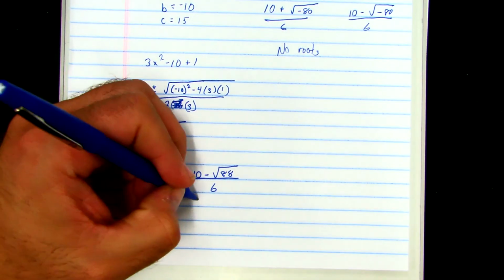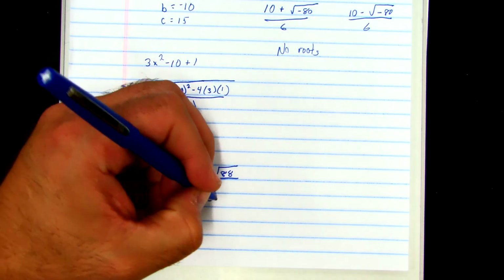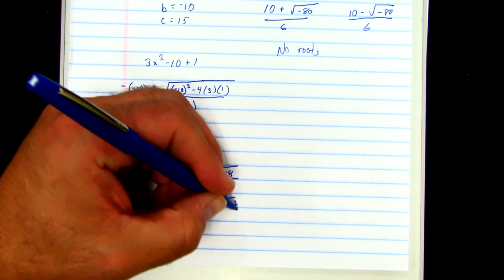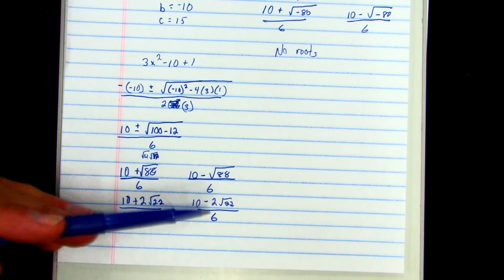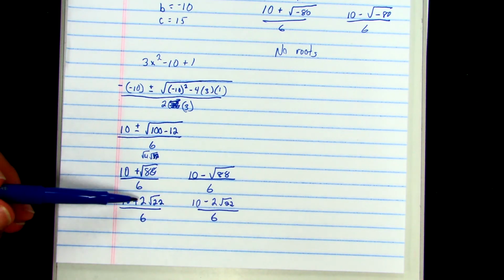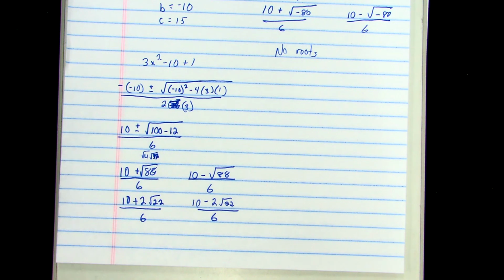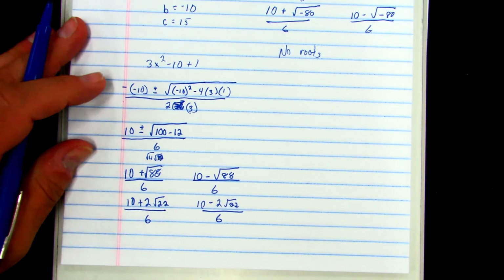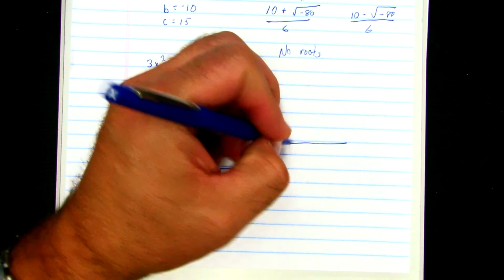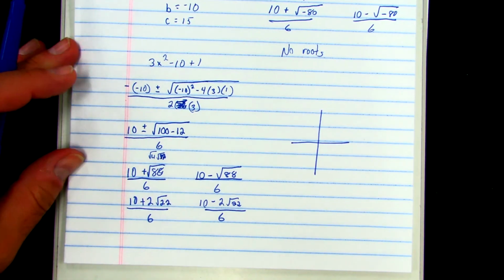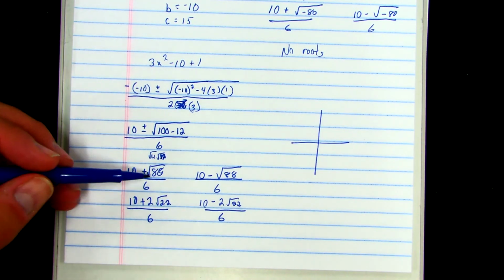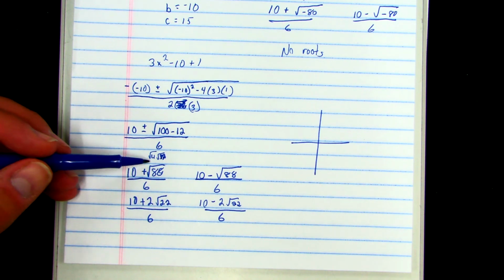And over here it will be 10 minus 2 square root of 22, divided by 6. If they wanted it in simple radical form, I'd be done. If they want it in decimal form, I just hit equal, and it tells me what each decimal would be. This would be my x-intercepts on my graph. But this is the part where you would use the calculator. Now, many of you may not be able to break the square root of 88 into perfect squares, but it's 4 and 22.